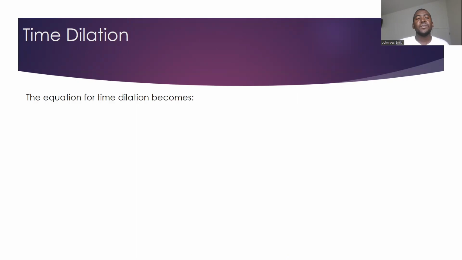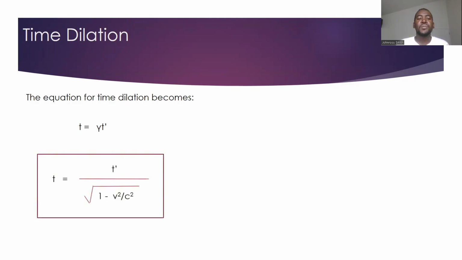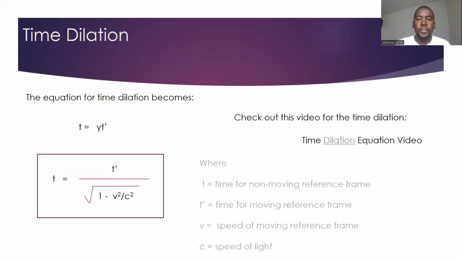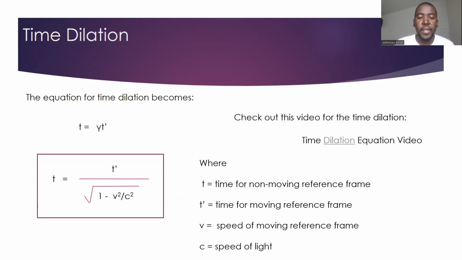So in relativity, we now have to incorporate an equation to show that time in all reference frames is not the same. Hence, we use the Lorentz factor in our equation to tell us that time is changing based on the reference frame you're observing the event from. And that's how we have our equation, which tells us that t represents the non-moving reference frame, t prime represents the moving reference frame, v is the speed of the moving reference frame, and c we know is the speed of light.